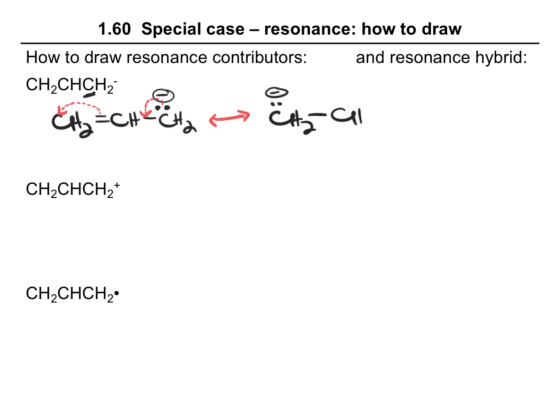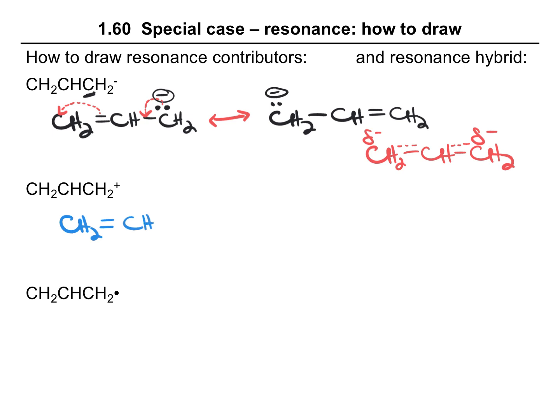giving us another resonance contributor, where here we have a lone pair and negative charge on the carbon. This is now a single bond, and this is now a double bond. So these resonance structures are equivalent to each other. So the resonance hybrid would look like this. Partial double bond character here, partial double bond character here, partial negative on this carbon, and partial negative on this carbon.